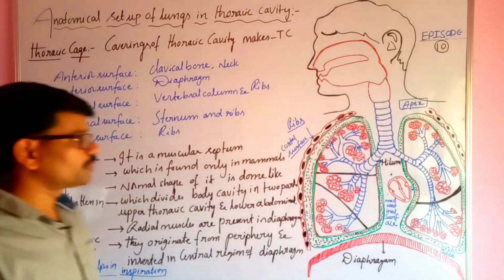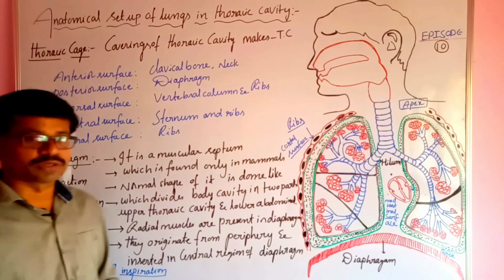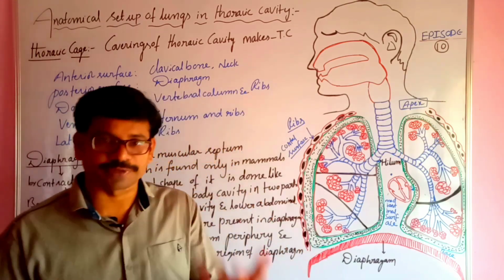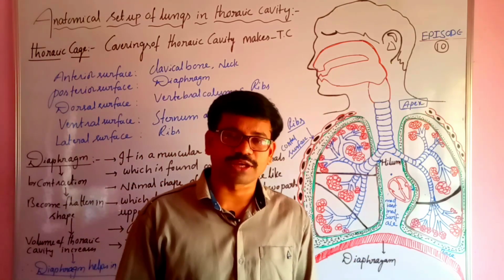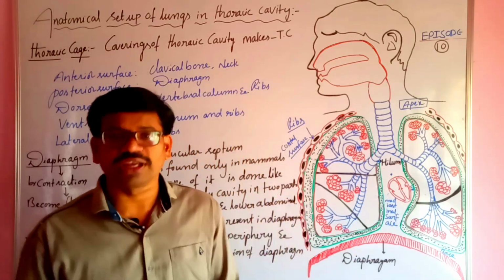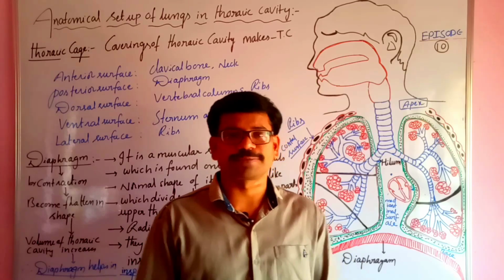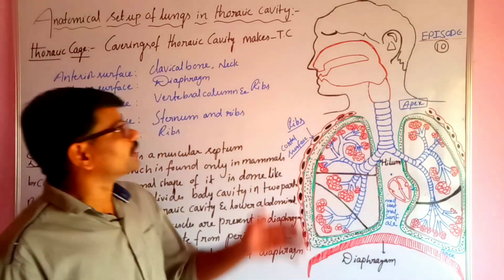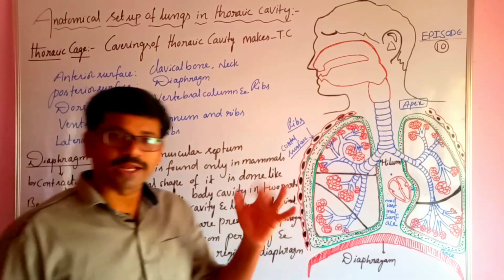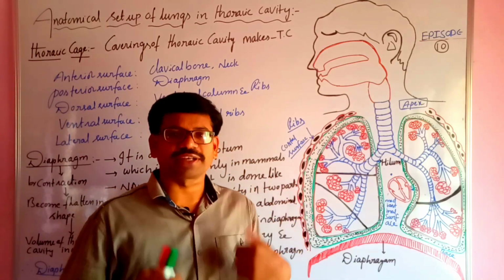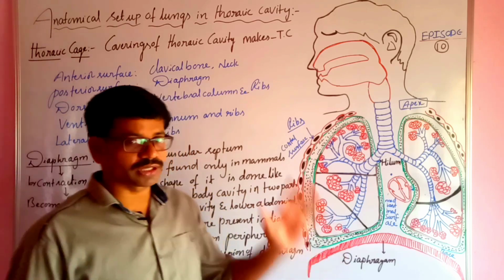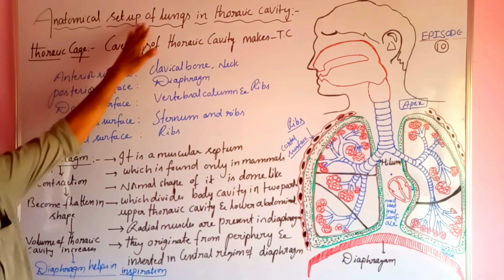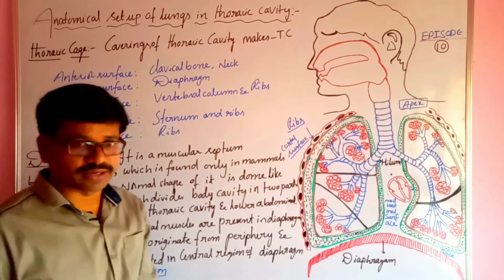Today we are going to talk about one of the important anatomical structures which is responsible for inspiration and expiration. Lungs cannot inhale by themselves, because lungs are spongy tissue and do not have any type of muscles. So, which anatomical structure helps in inspiration and expiration of air? Today we are going to explain the anatomical setup of the lungs in the thoracic cavity.